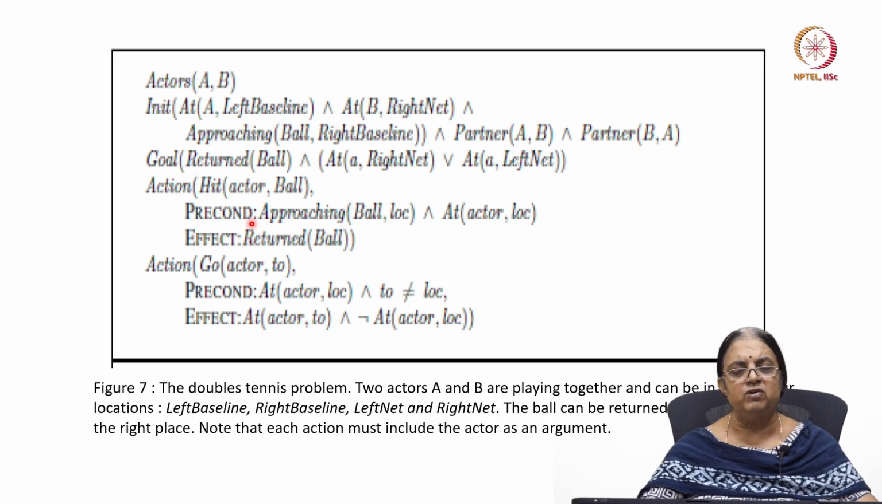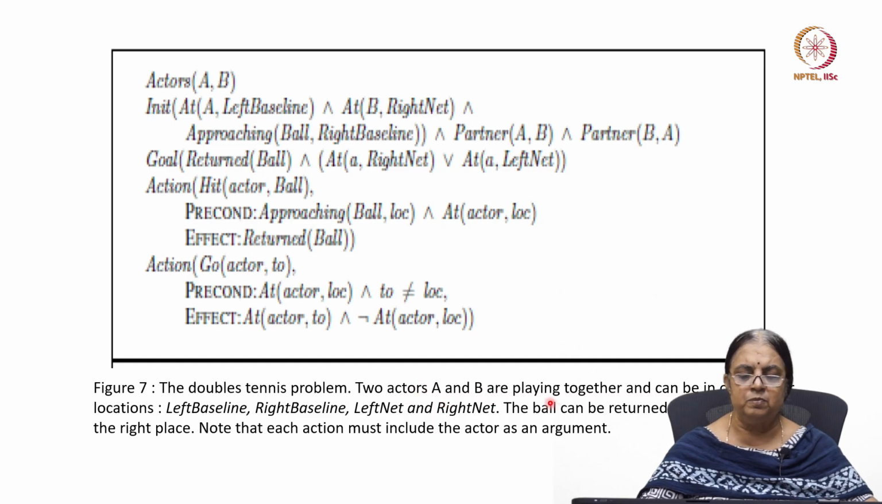So this gives a multi-agent planning with two actors in it. You can have more actors, and they should be in one of four locations: left baseline, right baseline, left net, and right net. There are four positions in which they can be, and the ball can be returned only if the player is in the right place. If the player is not in the right place, then obviously they won't be able to hit the ball into the right place. This is the multi-agent planning that we are talking about.